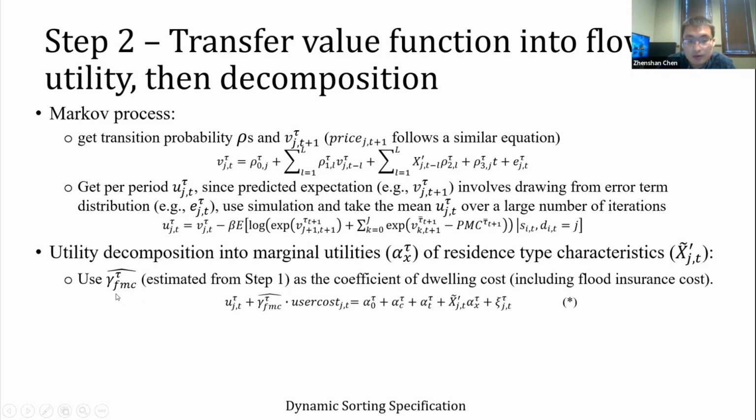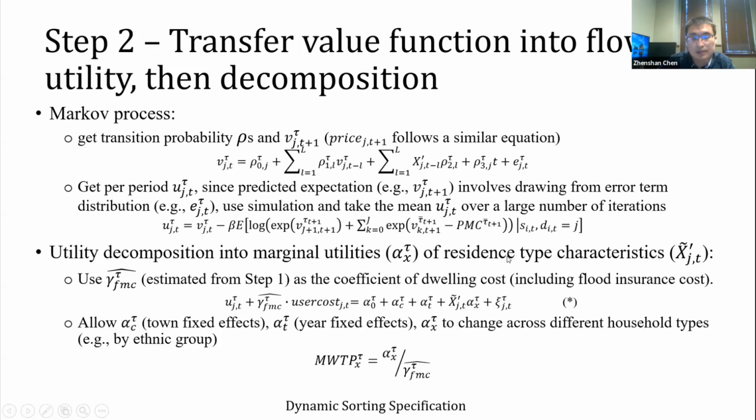As you can see here, we use the marginal utility of money, gamma, estimated in the first step, and add that into the left-hand side. That's basically the coefficient of the price. That's the user cost per period. And then we do not need an instrument for the price. So then we just need to run regressions, and simply we get marginal utilities as the alphas. Then we use the alphas to construct the marginal willingness to pay.